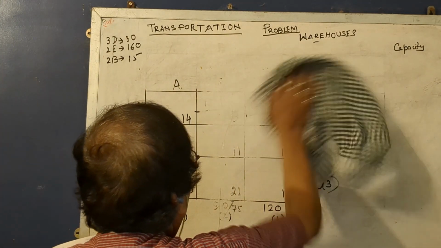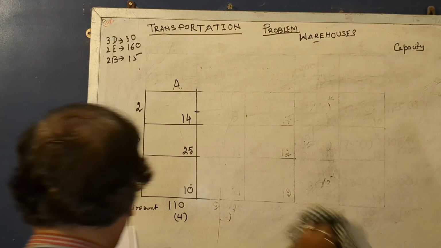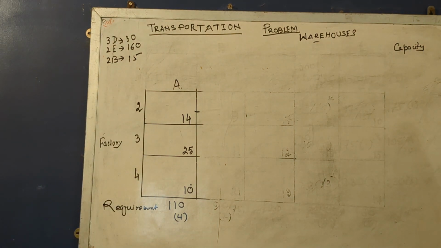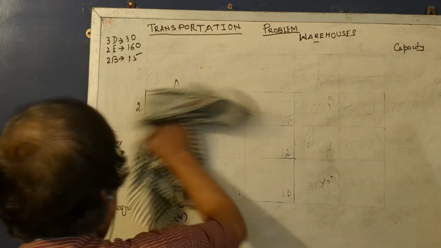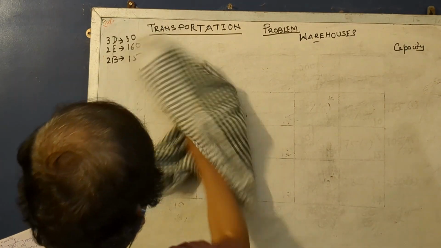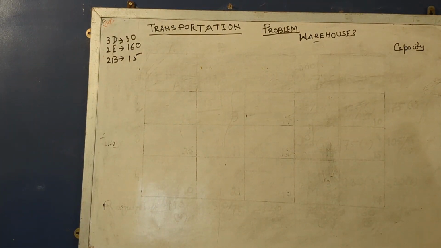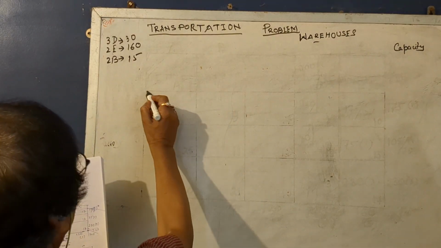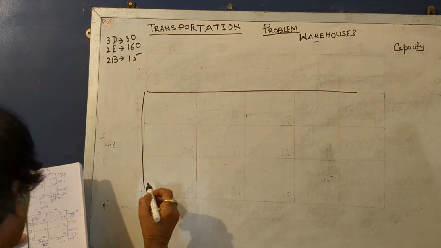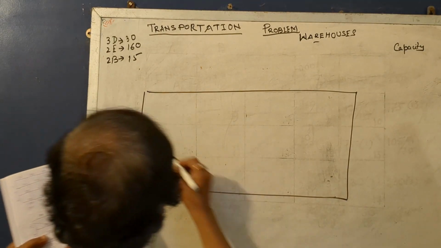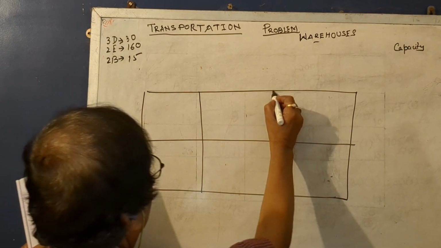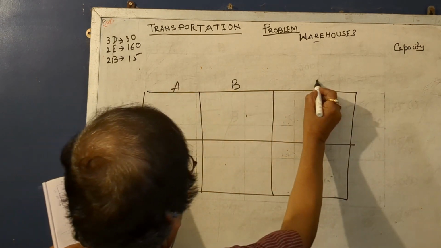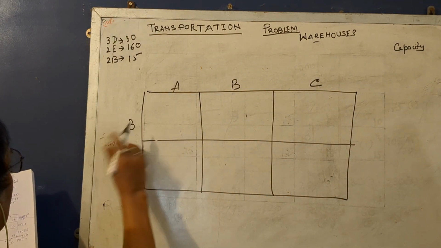Now, erase this. Horizontally, you have to erase it. Now, I am writing the revised table. The remaining table will be this. 15 has been completed, 75 revised. That means A, B, C. The table will be like this. A, B, and C. And this is the 3 and 4.